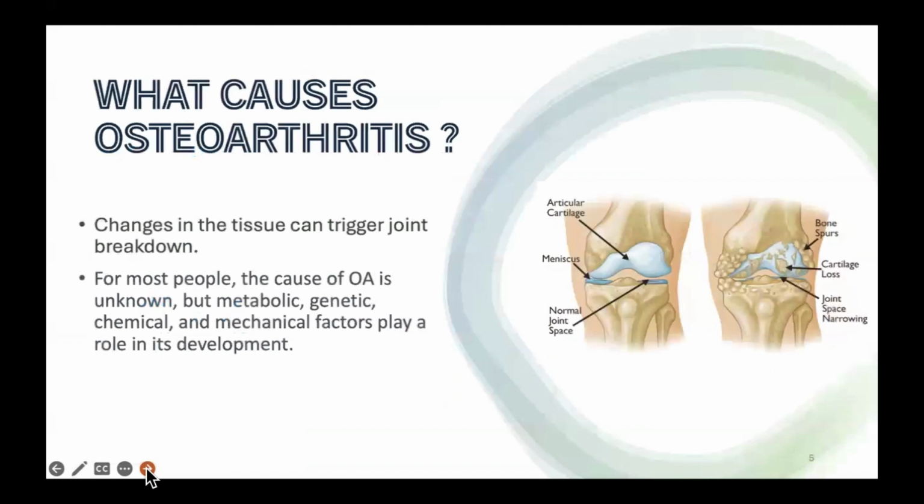Hi, my name is Yuin. Let's talk about what causes osteoarthritis. Changes in the tissue can trigger joint breakdown. For most people, the cause of OA is unknown, but metabolic, genetic, chemical, and mechanical factors play a role in its development. Here is a picture showing a normal joint on the left and OA on the right. As you can see, the cartilage loss would cause bone-on-bone contact, eventually causing pain and discomfort for the individual.